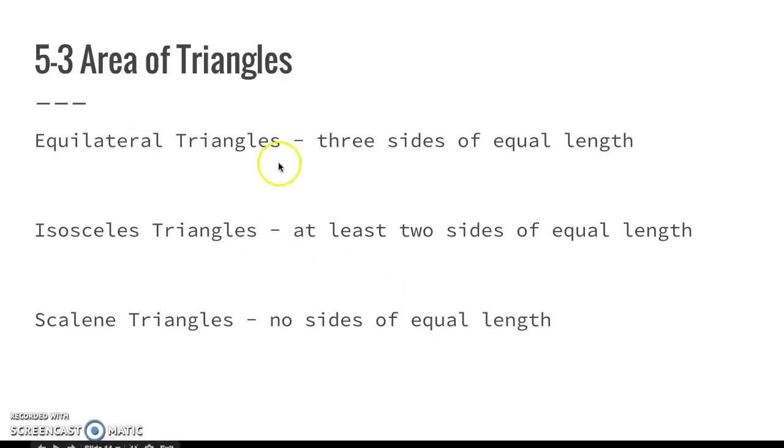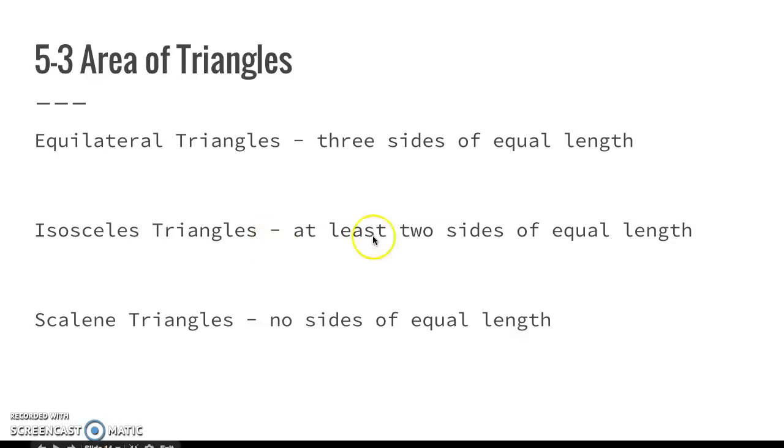So these are the 3 definitions for the types of triangles, those 3 different piles that you should have created. So we call equilateral triangles, that's when I have 3 sides of equal length. An isosceles triangle is when I have at least 2 sides of equal length.